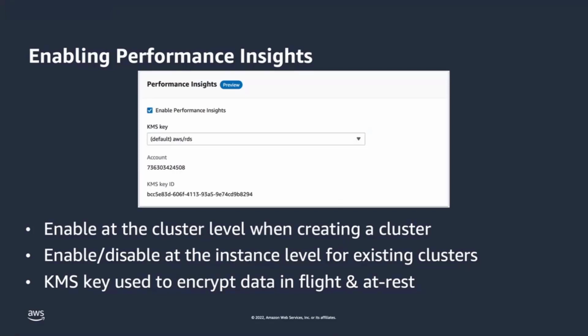So enabling Performance Insights, as I mentioned, it's pretty straightforward. You can enable it at the cluster level when you first create a cluster. For existing clusters, you do need to enable or disable it at the instance level. A KMS key is required, and it is used by Performance Insights to encrypt any data and metrics in flight being sent to the Performance Insights backend, and also to encrypt it at rest as it's stored in the Performance Insights backend.